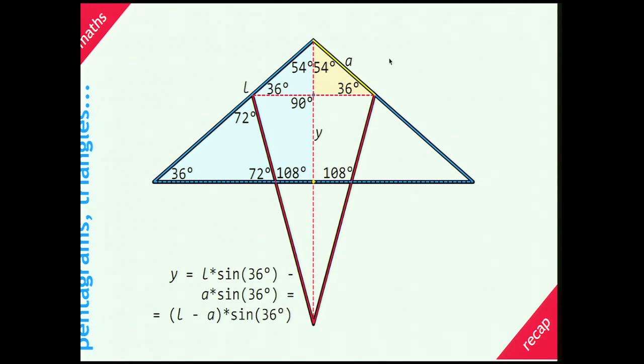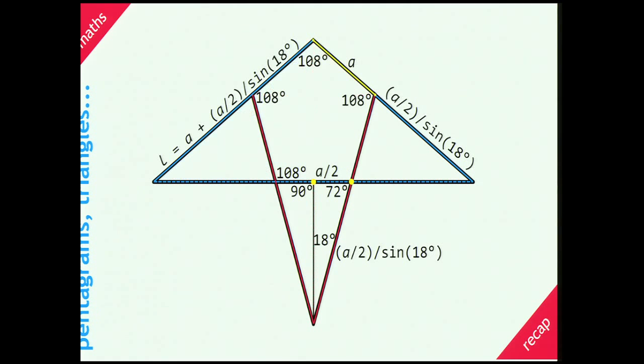But we don't know the side of the pentagon. Well, we can compute it. This angle is half of 36 degrees. So we know that this is half the side of the pentagon, so it's A over 2. So this side, the hypotenuse in this triangle, is going to be A over 2 over sine of 18. But the side of the initial rhombus we started with is A plus A over 2 over sine of 18. And we get A from this equation.